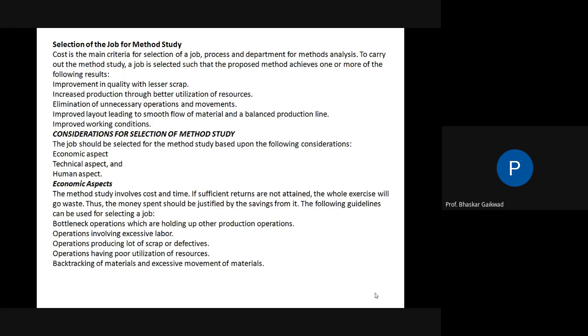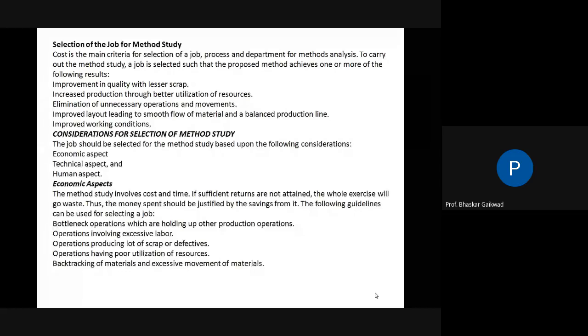The department for methods analysis carries out the method study. The job is selected such that the proposed method achieves one or more of the following results. Now, after selecting the cost-related working area or the manufacturing process, how is it possible to make that improvement? This thing you also have to consider while selecting this particular component. Which point should be the improvement in quality with lesser cost?